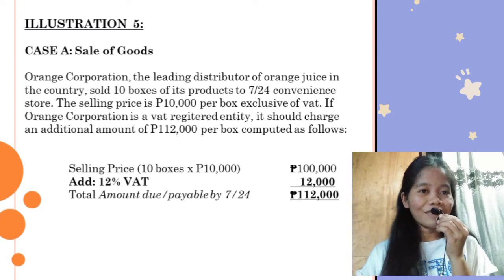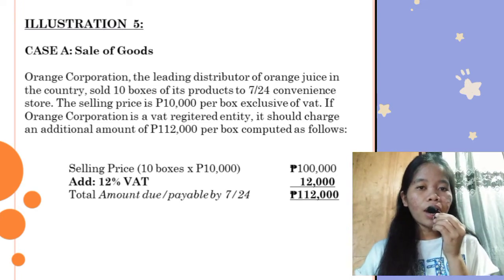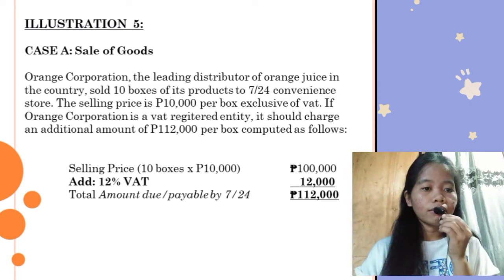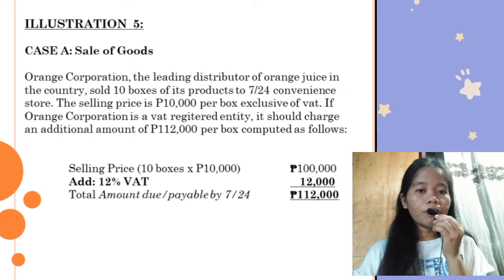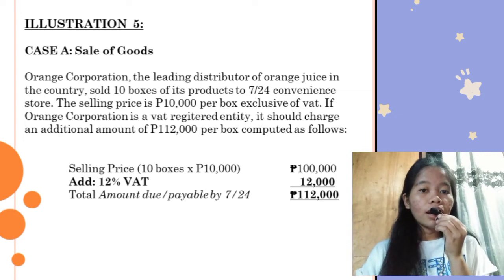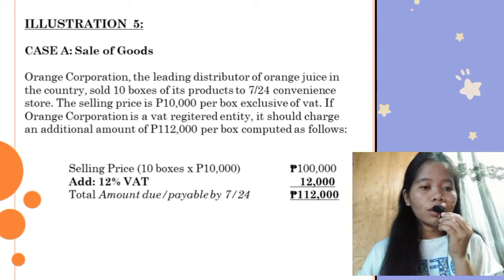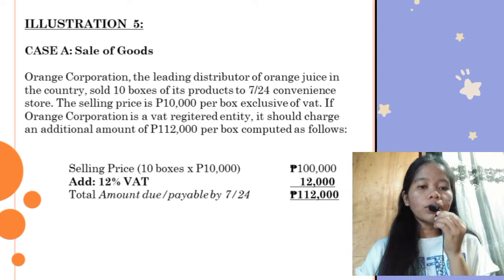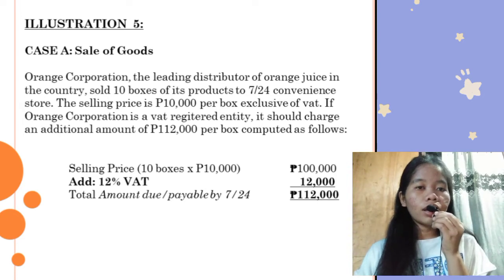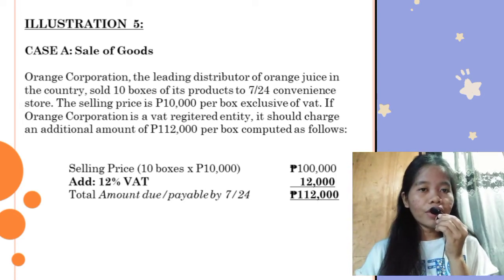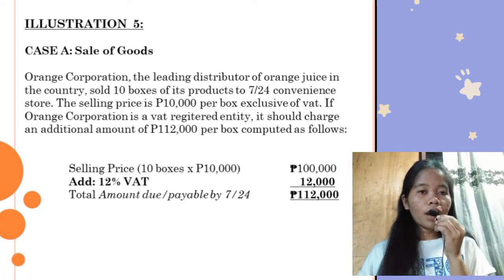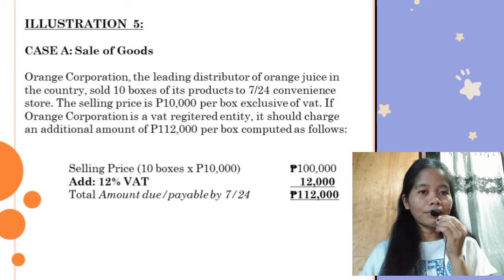112,000 pesos, computed as follows. We have here the selling price of Orange Corporation, 10 boxes times 10,000, that would be 100,000 pesos, added by 12% VAT since Orange Corporation is a VAT registered entity, 12,000 pesos. So the total amount due or payable by 724 is 112,000 pesos. And the next example will be discussed by our next reporter, Miss Mary Joy Bahe.